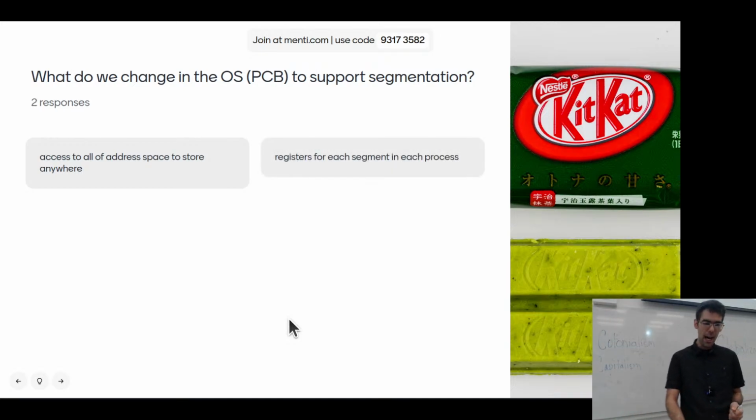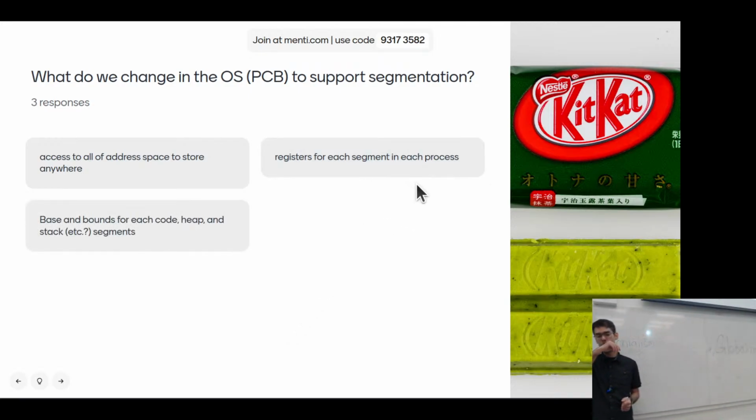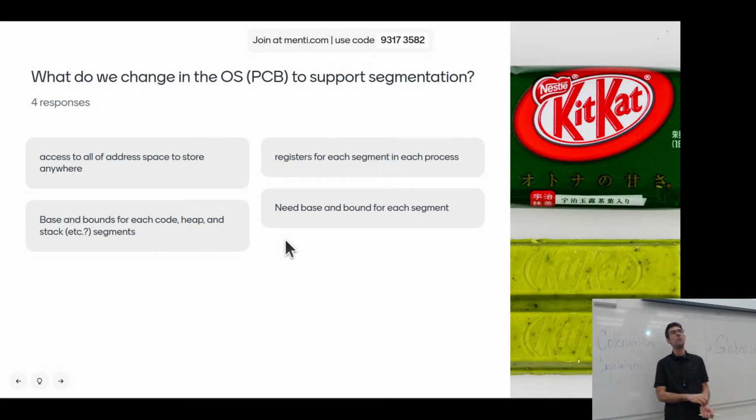Yeah, we've got to have registers for every segment in every process. Base and bounds for, yes, excellent. So we've got to basically have a base and a bound for every single segment that we're allocating for this process. And because we are allowing flexible sizes for our address space allocations, my code might be differently sized than my heap. I have to have a bounds.